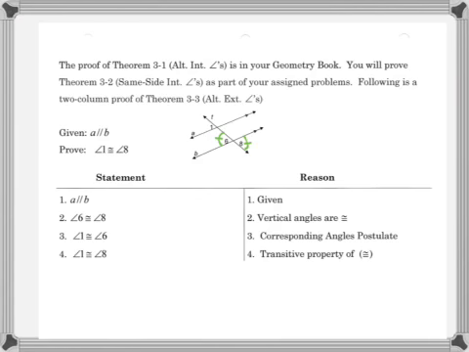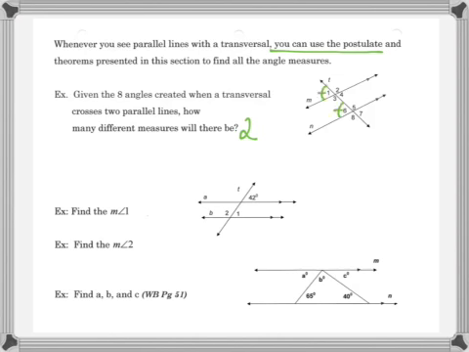Alright, so here is a general proof for the alternate interior angles theorem. What we can look at is A is parallel to B, 6 is congruent to 8 because they're vertical angles, 1 is congruent to 6 because they are corresponding, this is for alternate exterior. 1 is congruent to 8 by our transitive property of equality.